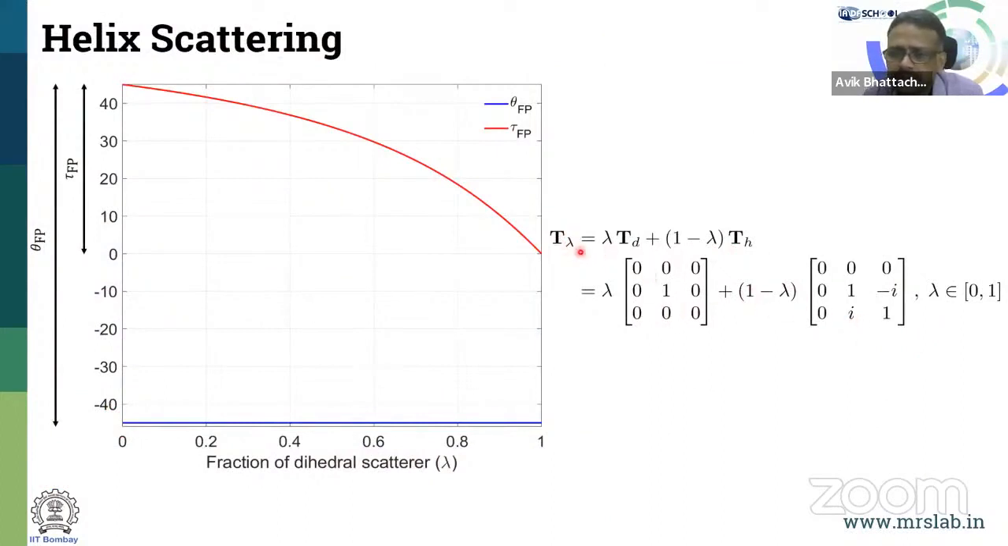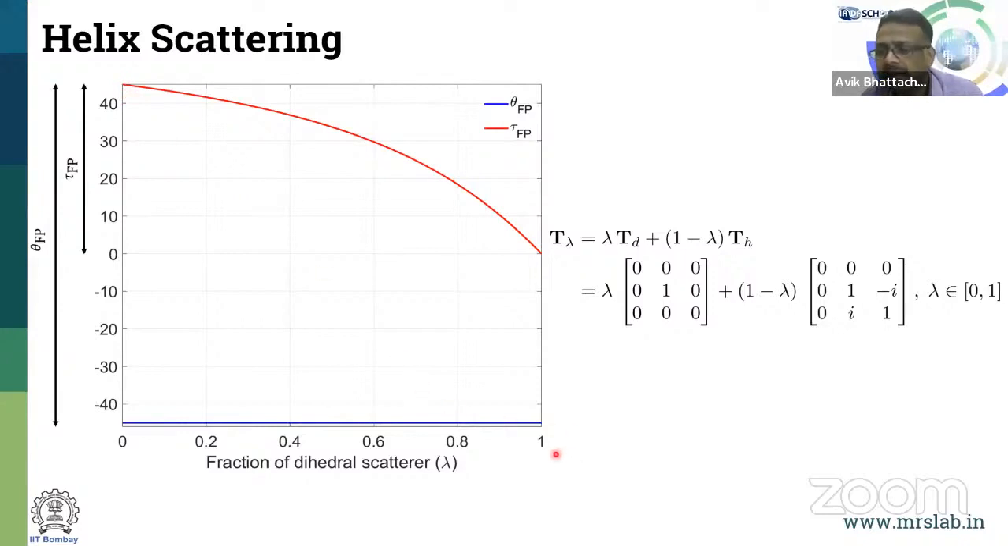If my measurement is comprised of a dihedral and a helix, let's say, with some scaling, so it's just a convex sum of them. So if you see that for a dihedral, I have the one which corresponds to the dihedral for theta FP corresponds to minus 45, but it also corresponds to the same thing if it is a helix. But for a helix, I can use the tau parameter, I see that it is able to characterize it as a separate parameter, which tells me that tau is 45 when I have a helix, even though my theta FP is minus 45.